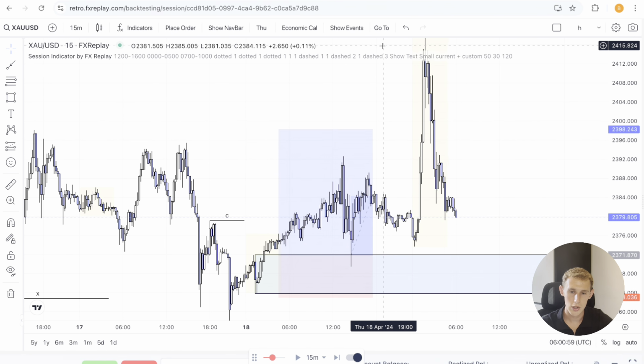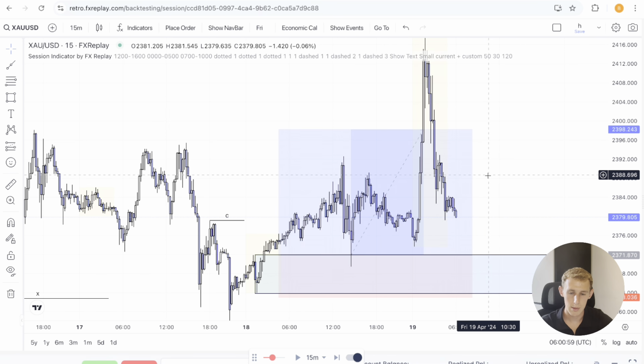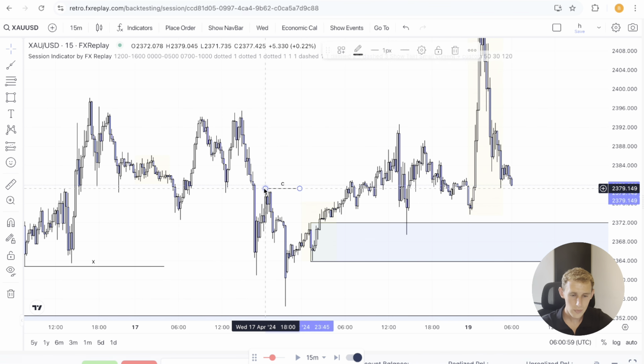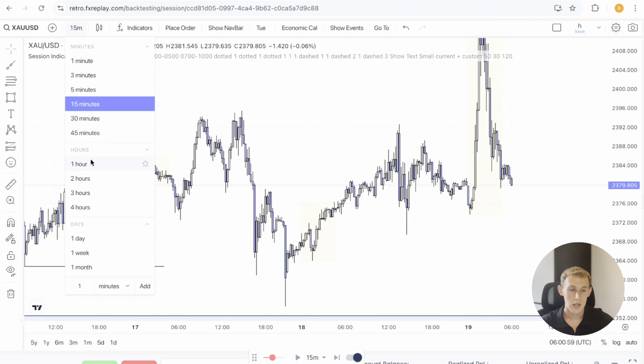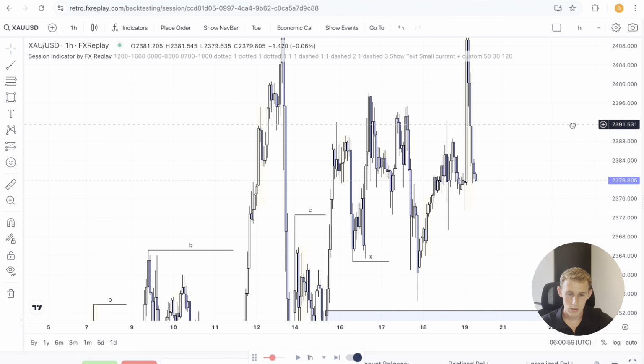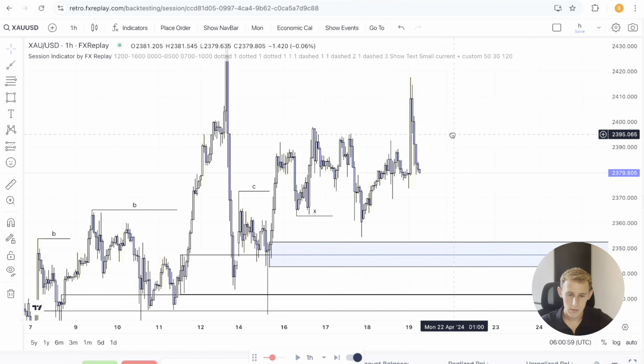Let's see, can it keep pushing? Nice, there we go. So TP hit on that one from the demand. If we zoom back out, what can we see?